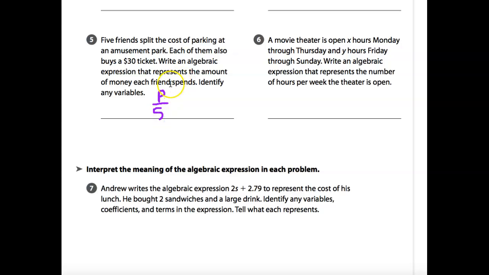Okay. But then also, they each bought a ticket. So plus 30 for the ticket they bought. So now let's identify the variable. We said that P equals parking. Okay. So let's just look back at our problem so that we can see why we wrote it this way.